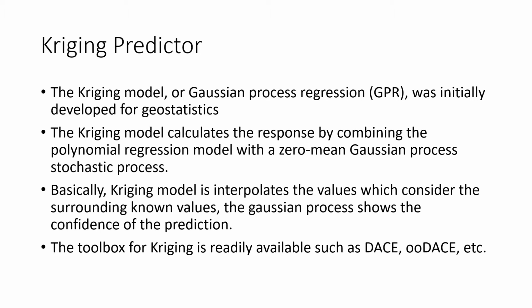So if you have fewer known values near the point that you are predicting, it will have a high uncertainty, rather than if it is close, then it is very sure that it's true. So the toolbox of Kriging is readily available, such as DACE. It is available in MATLAB, but I'm not sure in Python.